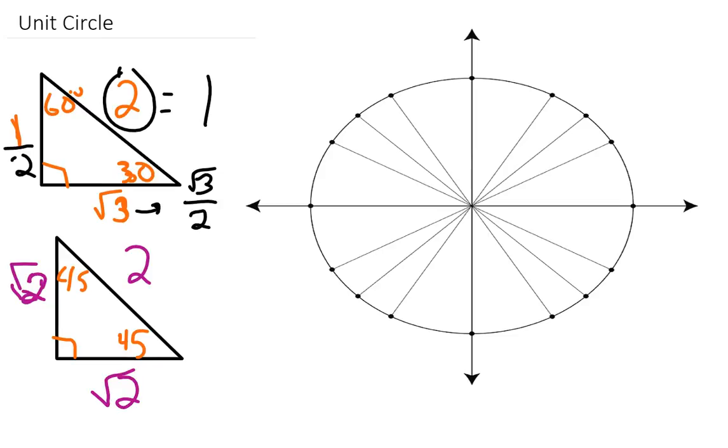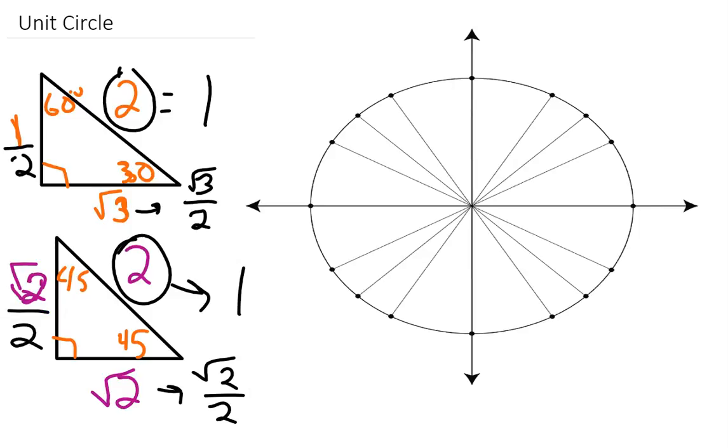We're going to do about the same thing with a 45, 45, 90 triangle. We've got to make that hypotenuse a 1. I can do the same thing. Divide this by 2, I'll get a 1. If I divide that by 2, I'll get a root 2 over 2, and this one, I'll get a root 2 over 2.